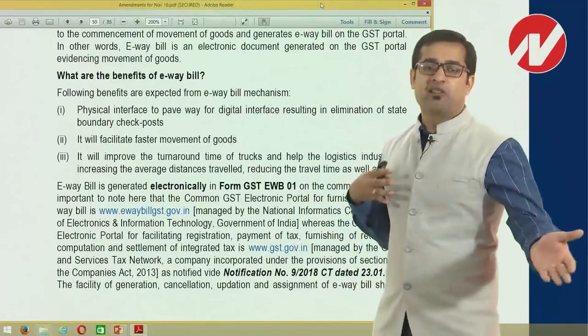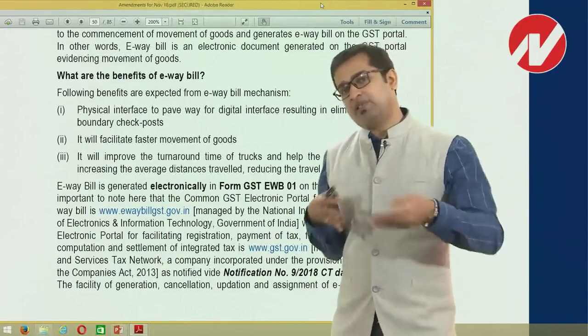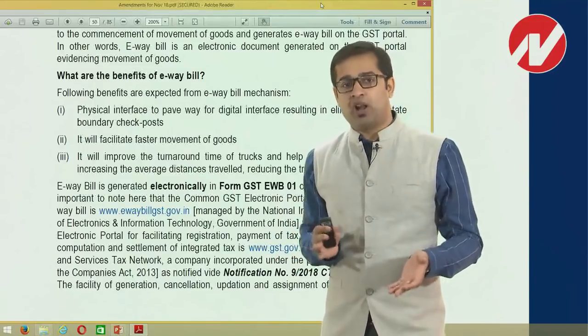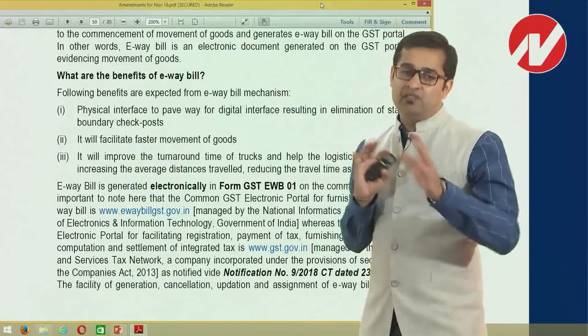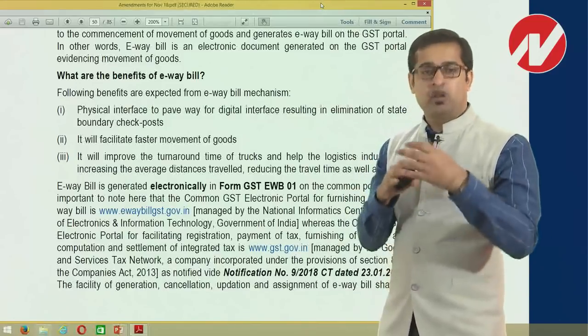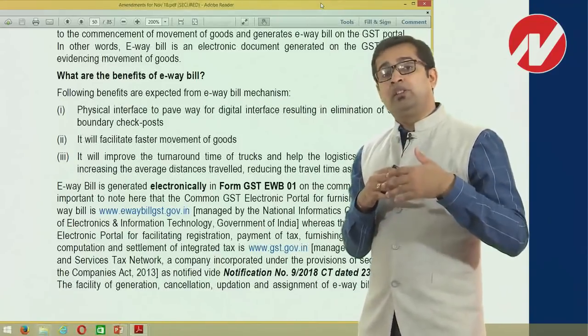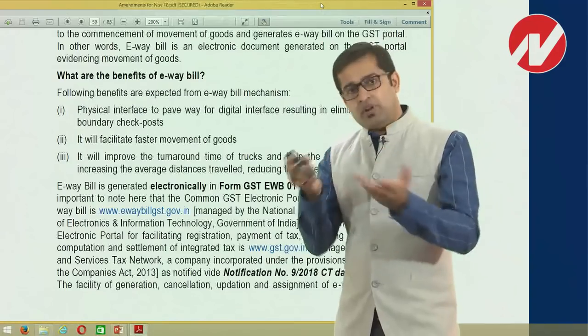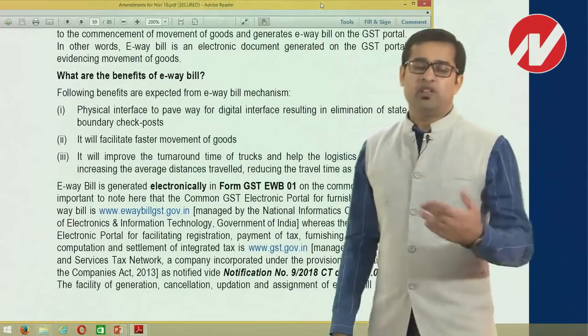Because if the transporter waits 5-5 hours, obviously he is going to charge me for that money if he is transporting my goods. But now everything will be lessened in terms of cost, in terms of time, in terms of expenditure. So everything will be lesser because of the e-way bill.